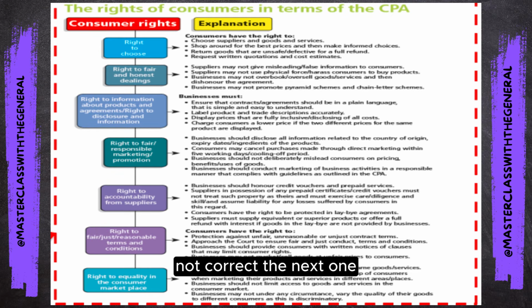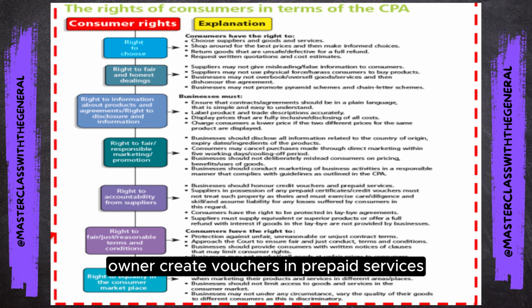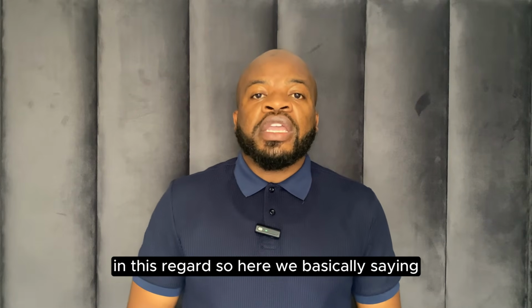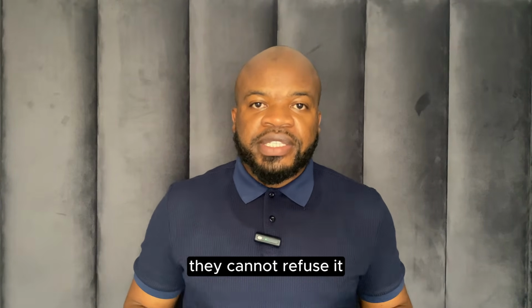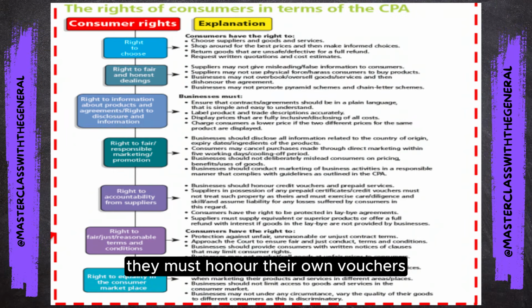The next one, right to accountability from suppliers. Businesses should honor credit vouchers and prepaid services. Suppliers in possession of any prepaid certificates or credit vouchers must not treat such property as theirs and must exercise care, diligence and skill, and assume liability for any losses suffered by consumers in this regard. So here we're basically saying if you've got a voucher that you got from a particular shop, they cannot refuse it. They must honor their own vouchers.